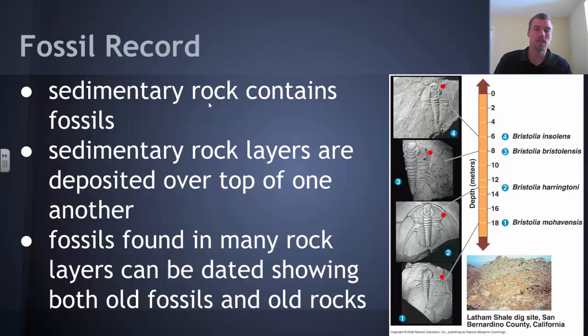Only sedimentary rocks contain fossils. That's because metamorphic and igneous rocks are way too hot for fossils to form. And sedimentary rock layers are deposited over top of one another, which we've learned before in earth science and middle school classes. But what happens is that fossils get trapped inside those sedimentary rock layers, and we have a kind of a record of the oldest rocks on the bottom and the youngest rocks on the top.